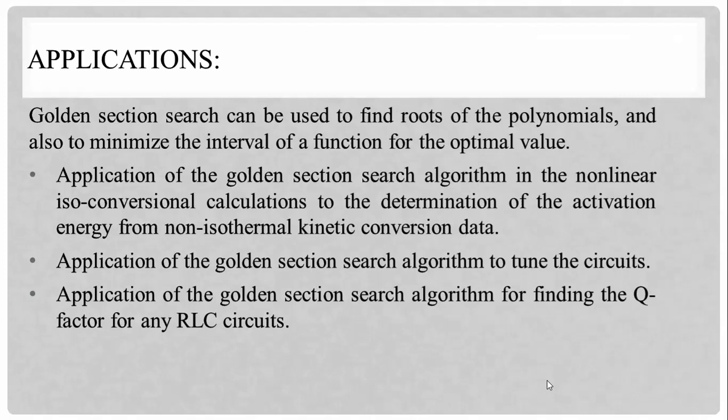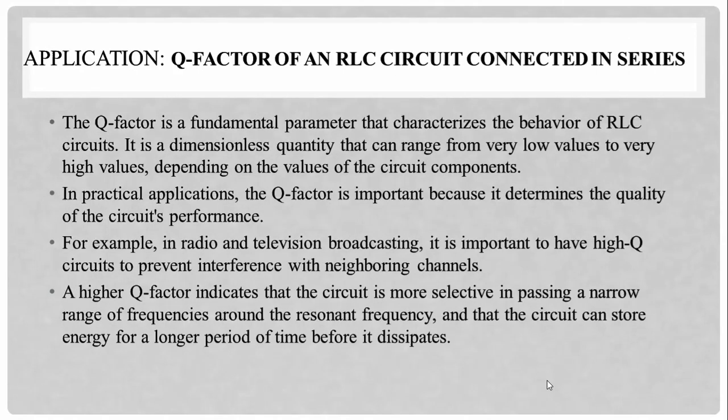Now coming to the applications, these are some applications which can be used with the golden section search. It can be used to find the activation energy from non-isothermal kinetic conversion, and to find the tuning frequency of the circuit. It's also used to find the Q factor of any RLC circuits, series or parallel. There are many more applications of this golden section search. The application which I took is finding the desired Q factor of the RLC circuit connected in series.